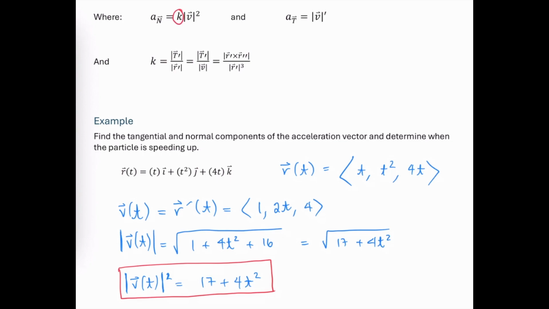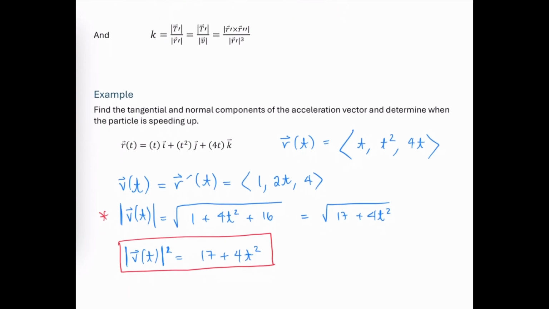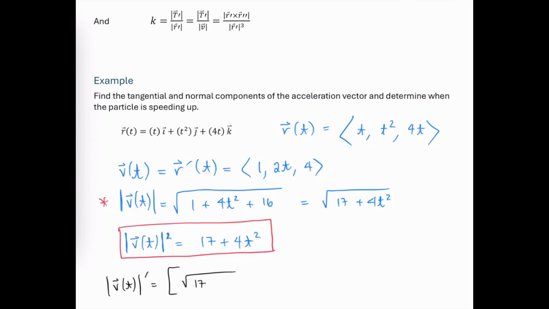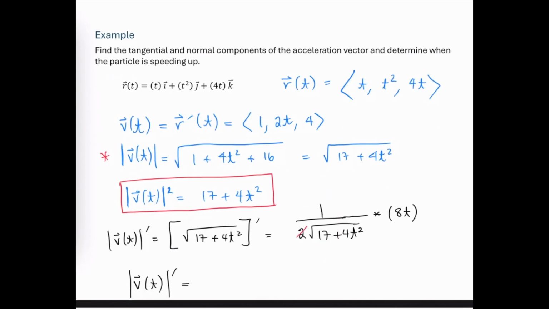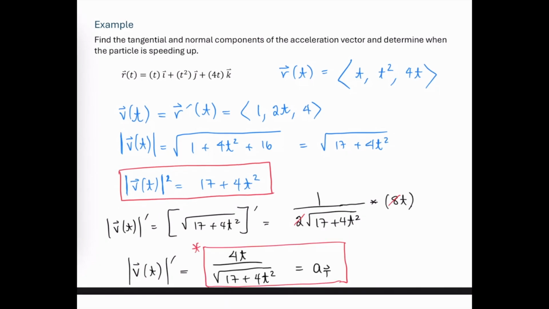Before we find curvature, because that's going to take a little bit of a minute, let's go ahead and differentiate the magnitude of v function, because we're going to need that for the tangential component. The derivative of mag v is the derivative of 17 plus 4t squared to the one half, which by the chain rule gives us 1 over 2 radical 17 plus 4t squared, multiplied by the derivative of the inside, which is 8t. Canceling the 2's, we end up with 4t over the square root of 17 plus 4t squared. And this scalar quantity is the tangential component of acceleration.